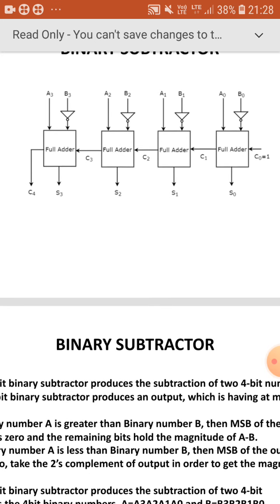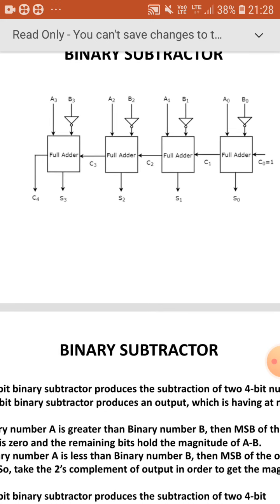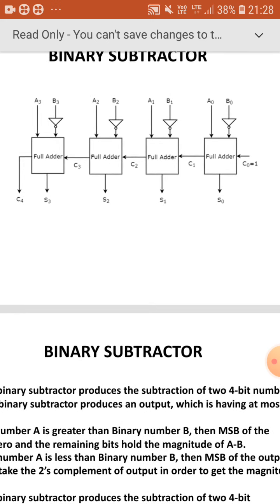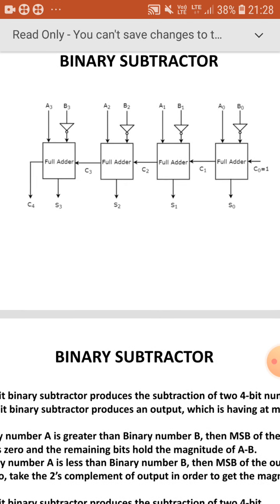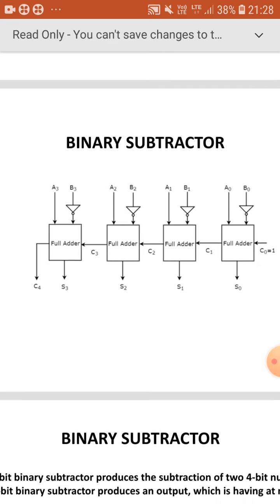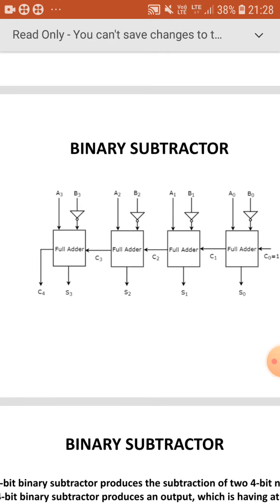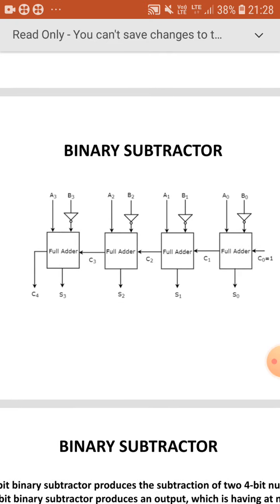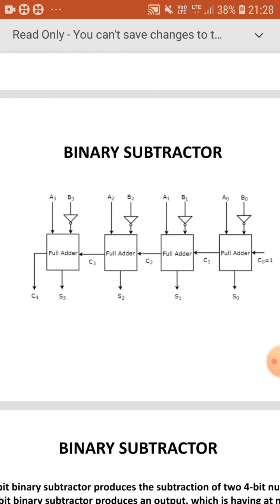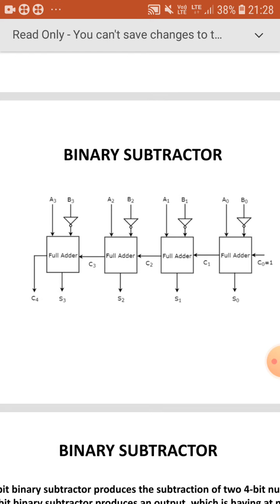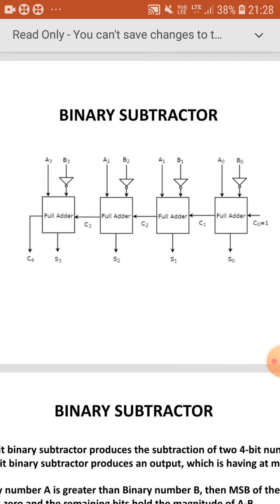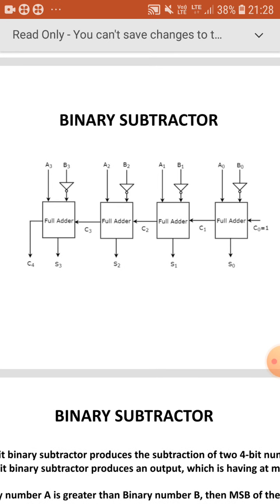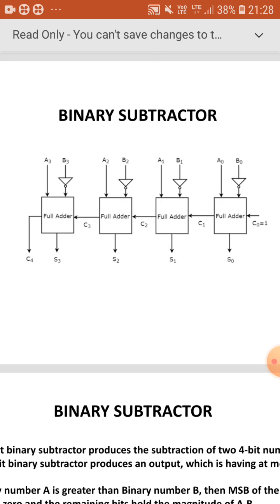So S3 to S0 is the sum bits. Actually we get the difference. When you subtract A and B, we will get the difference of A and B. So C4 to S0 is the difference of A and B. This gives the subtraction of two 4-bit data A and B.